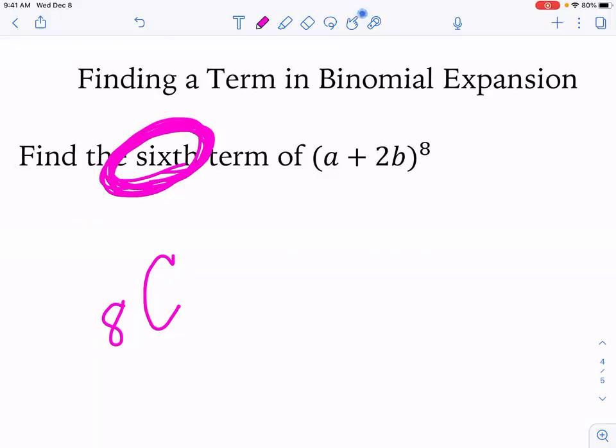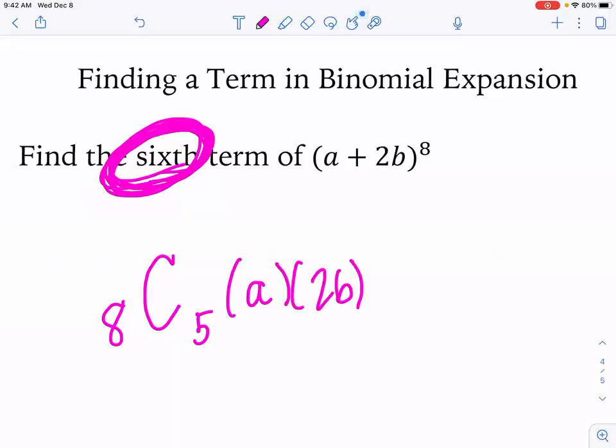Okay, so since this is the 6th term, should I start out with 8 choose 6, right? Why not, Bella? Okay, our first term is 8 choose 0. Our second term is 8 choose 1. Our third term is 8 choose 2. So by the time we get to our 6th term, it's 8 choose 5. Okay.